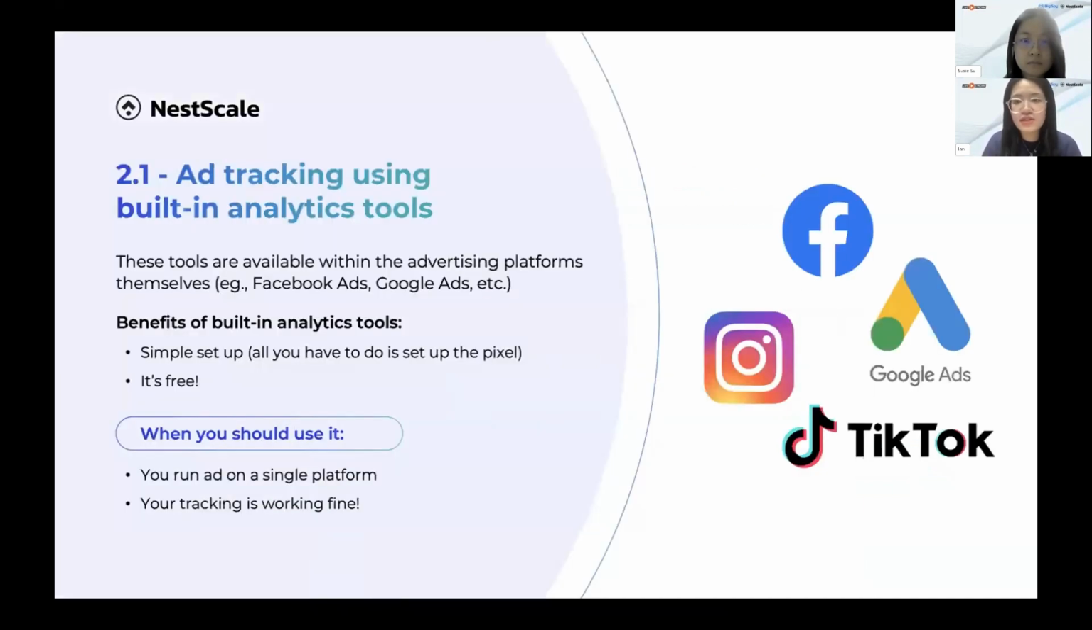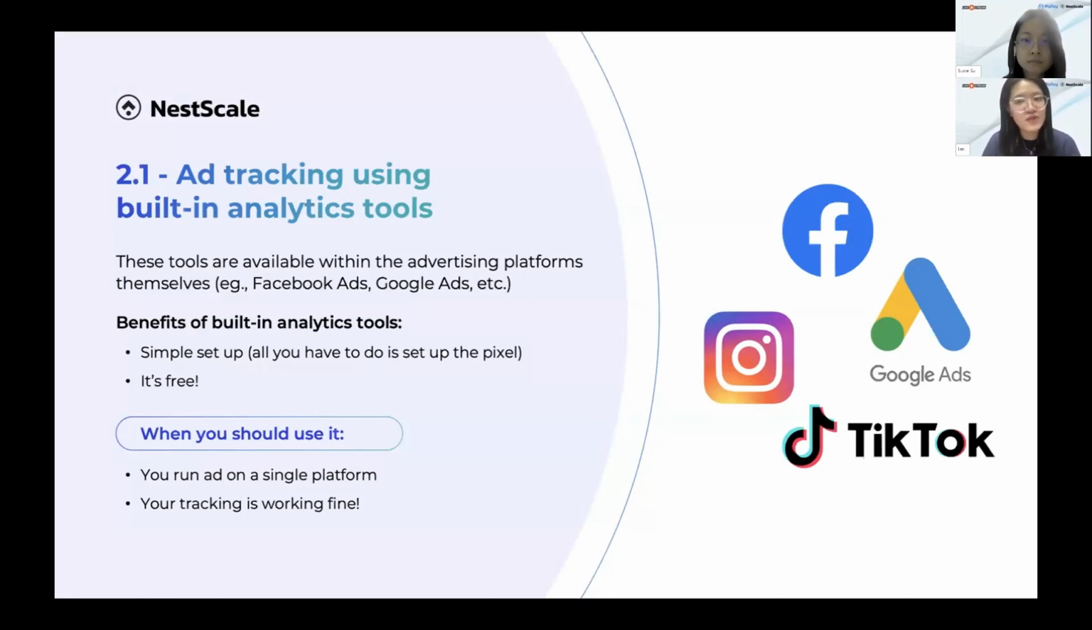The first method is to track your ad performance using built-in analytic tools, which are available within the advertising platform itself. Usually, each platform will have its own analytic tools, such as Facebook Ad Manager, TikTok Ad Manager, or Google Ad Manager. We also have Google Analytics, which is Google's separate analytic platform for multi-platform advertising and more advanced tracking features. Generally, the built-in analytic tools will automatically sync data from the corresponding advertising platform, which only takes seconds.